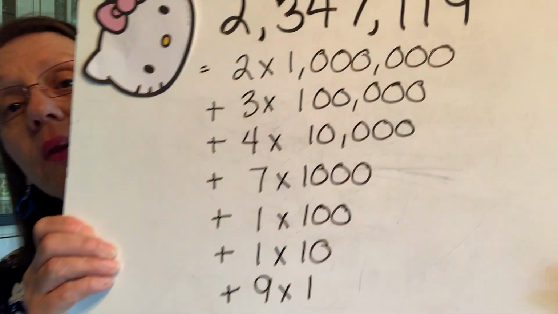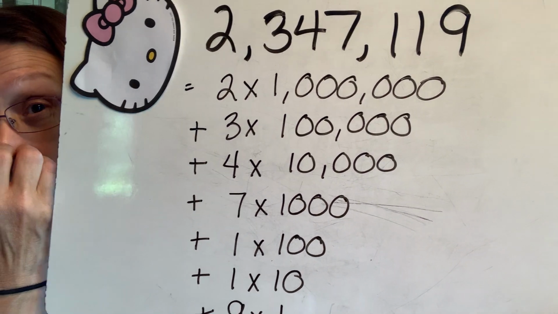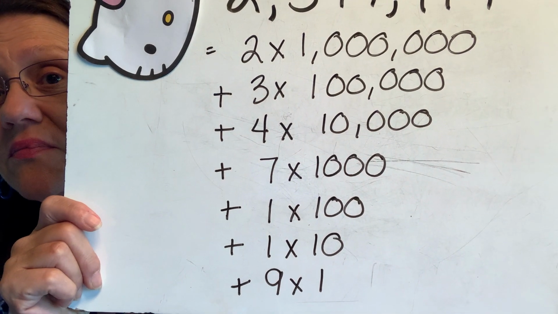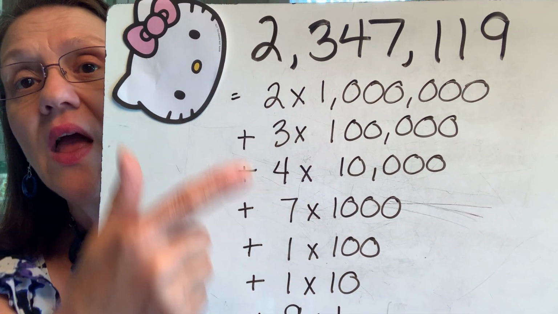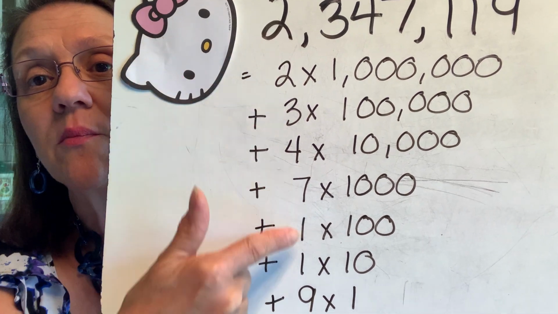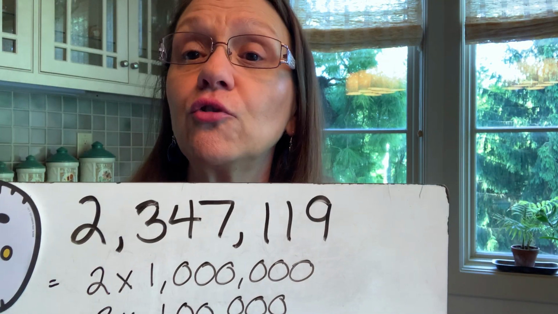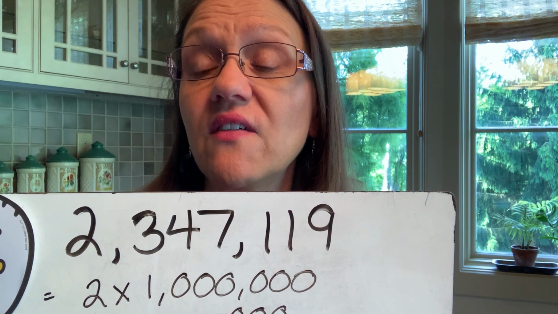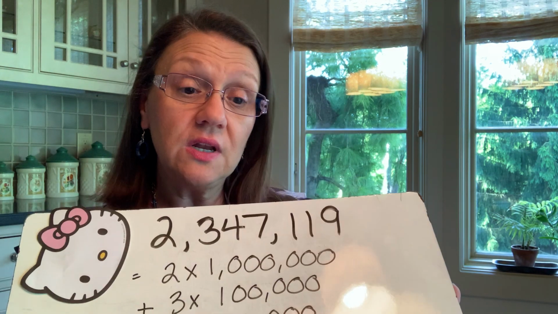Now, look at my work here. Notice how it makes this slant? I love that. That helps me because I haven't missed any of my place values. And look at, there is my number. There are all the digits for my number. So this is the expanded form for 2,347,119. So you need to practice.